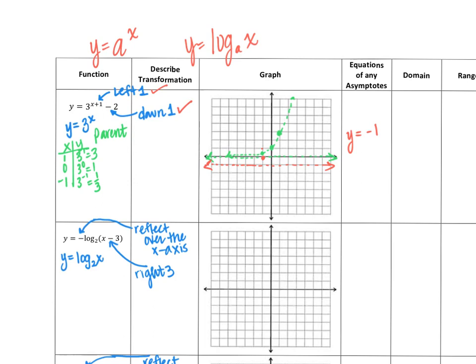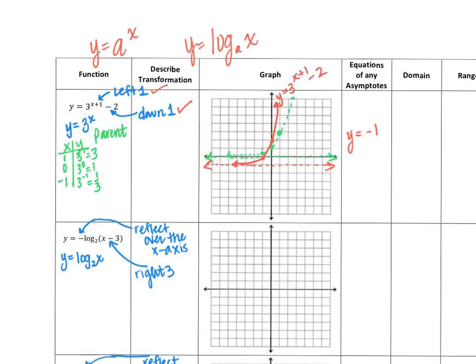So let's also take 1, 3. That's going to move to the left 1 space and down 1. So even with just those 2, I have a great idea of what my graph is looking like. It's the same shape, not stretched or anything, just shifted to the left 1 and down 1. So there's my graph, that red one. So that's y equals 3 to the x plus 1 minus 2.